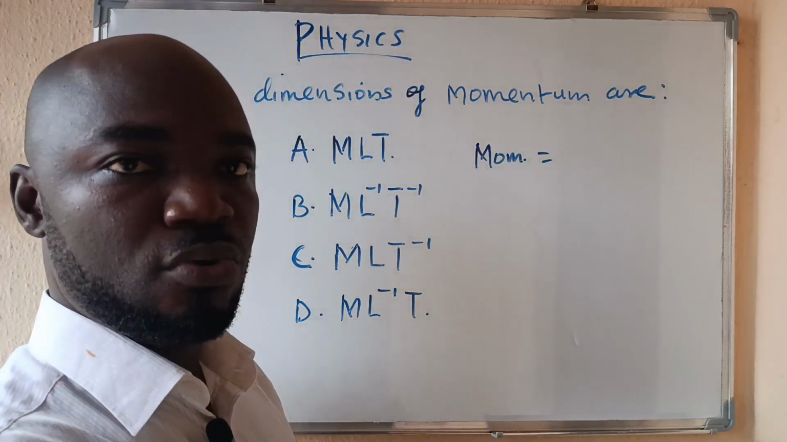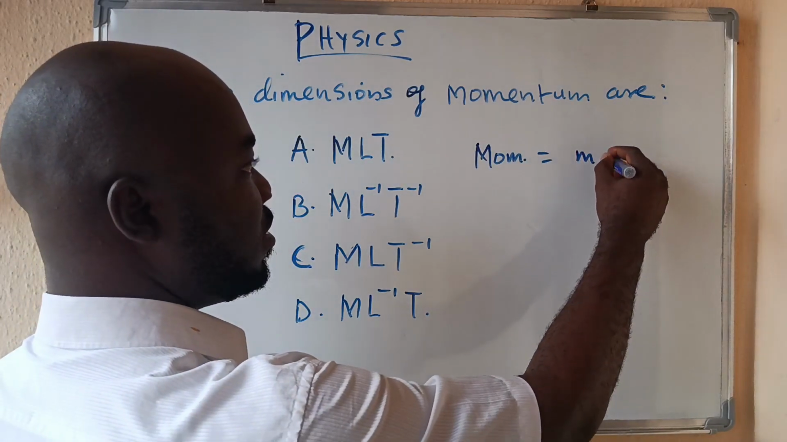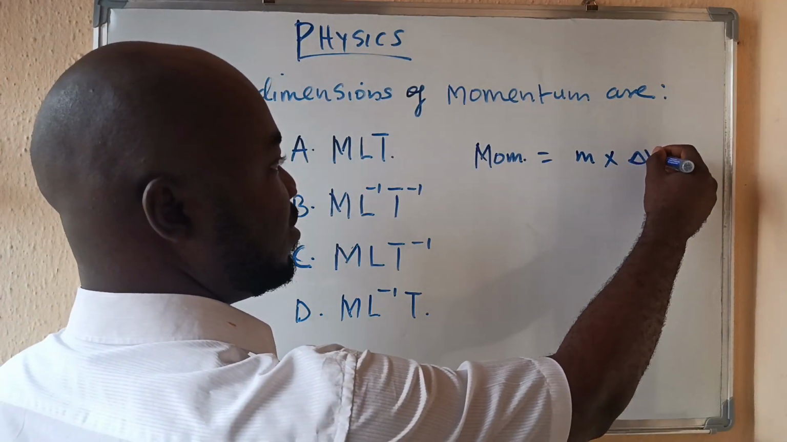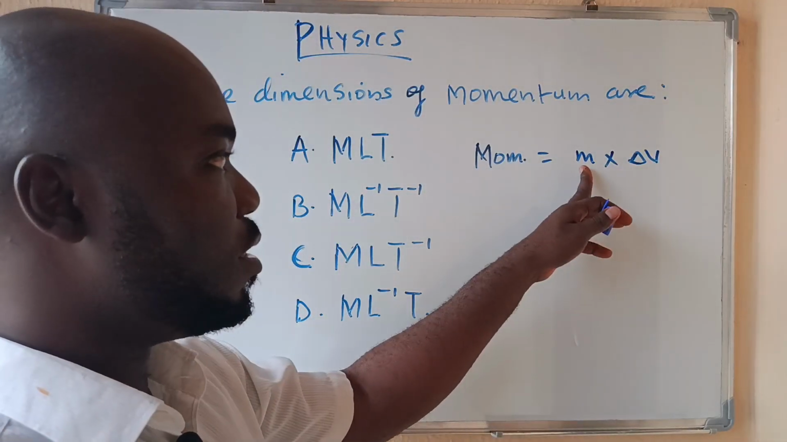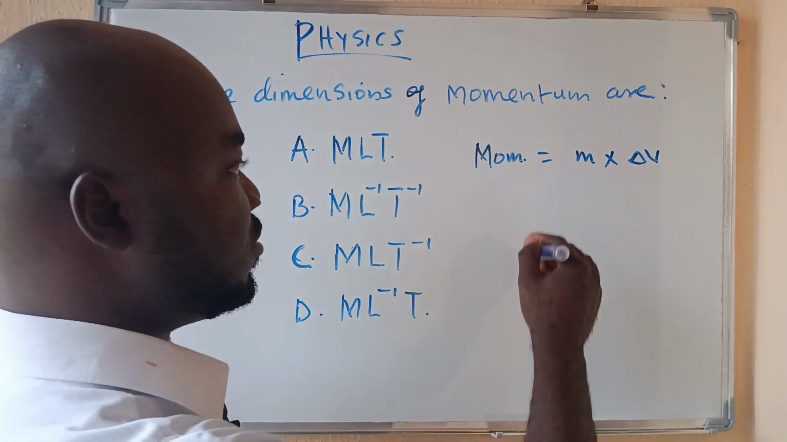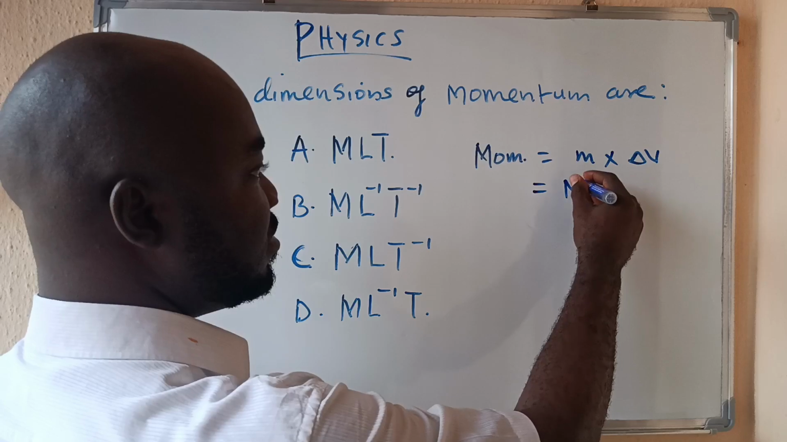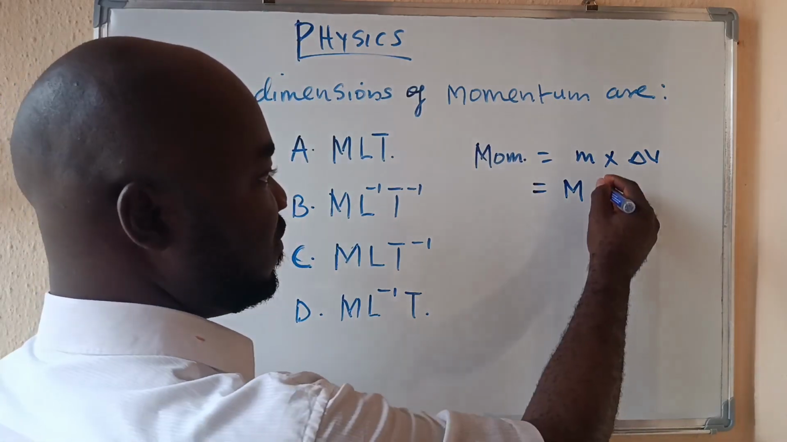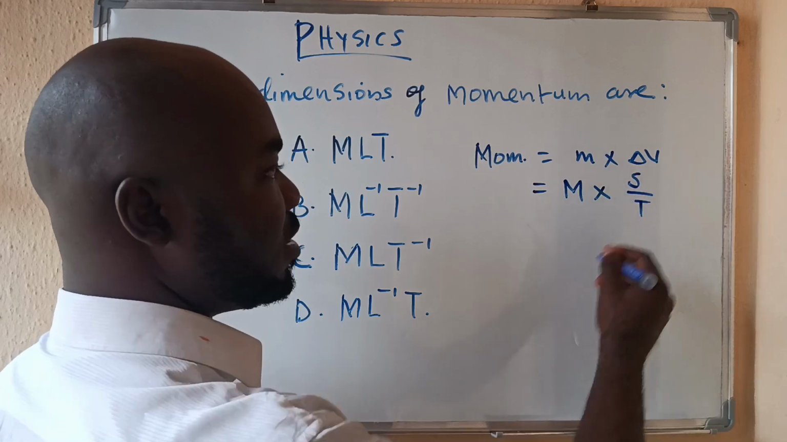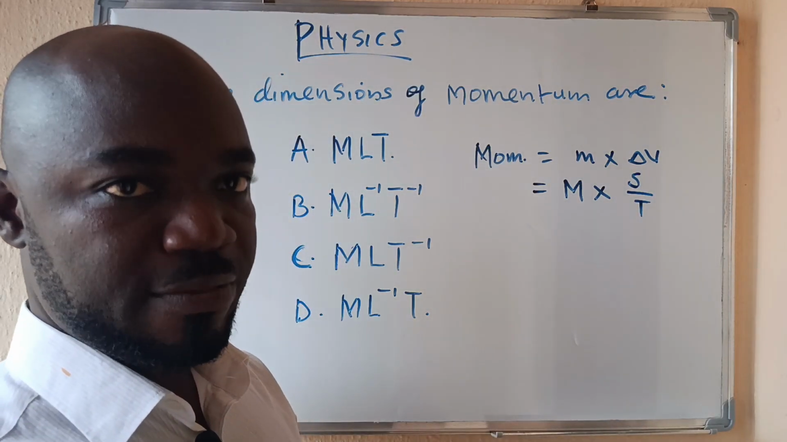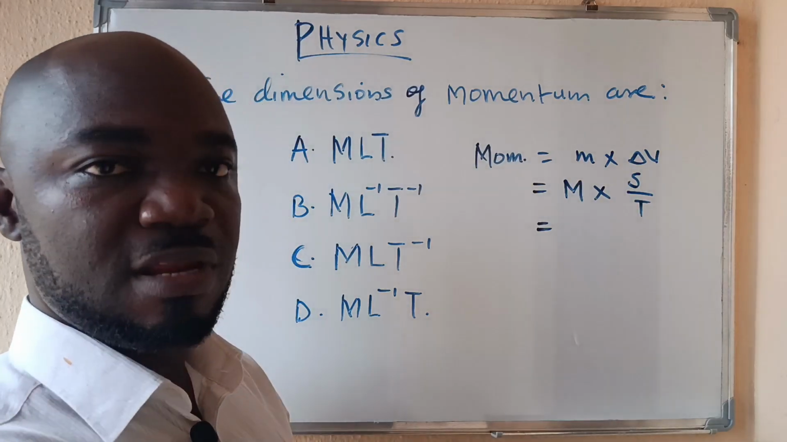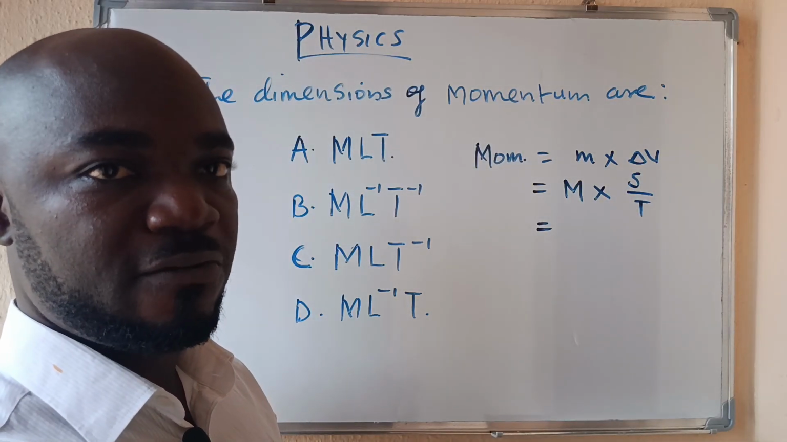simply means the product of the mass of a body multiplied by the velocity or change in velocity. Let's say change in V. So this is mass and this is velocity or change in velocity. So what is velocity? Mass is represented by letter M. Velocity is simply the distance traveled over the time taken, or displacement per time. Now the displacement is given as letter L for dimension.